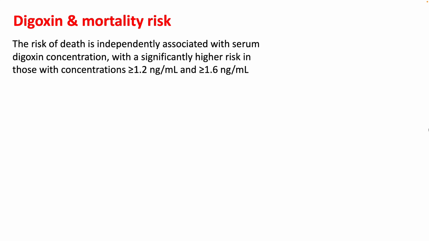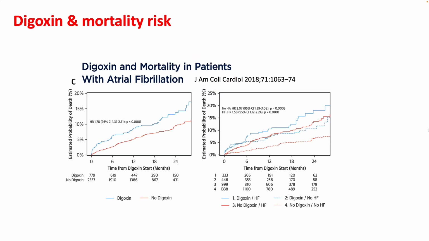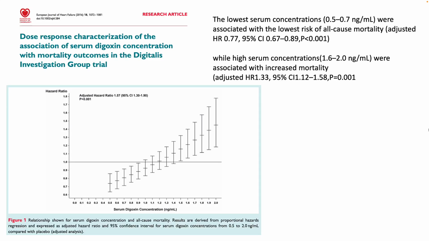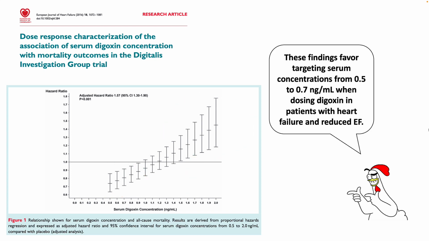In patients on digoxin, the risk of death is independently associated with serum digoxin concentration, with higher risk when the concentration is more than 1.2 nanograms per ml. In a long follow-up study, digoxin was found to have a higher probability of death when compared to those who are not on it. Similarly, after acute coronary syndrome, more people died on digoxin on long-term follow-up when compared to those who are not. This was a study which looked at the DIG trial investigation group and looked at the serum digoxin concentration and the outcomes. You can see that the lowest serum concentration, 0.5 to 0.7, was associated with the lowest risk of mortality. However, once the concentration crossed 1.6, there was increased mortality risk.